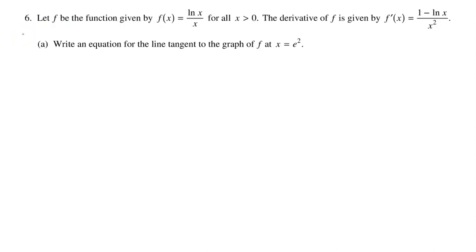Let f be the function given by f of x equals natural log x over x for all x greater than 0. The derivative of f is given by f prime of x equals (1 minus natural log x) over x squared. Part A. Write an equation for the line tangent to the graph of f at x equals e squared.